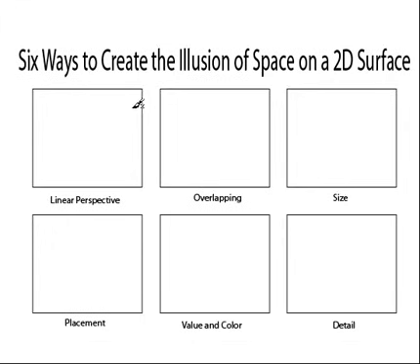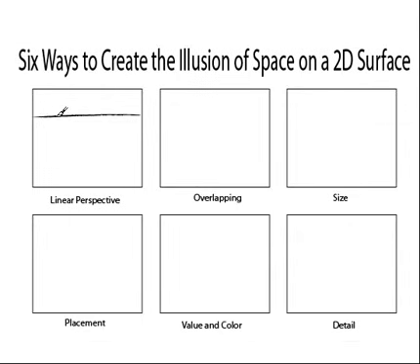Today we're going to talk about the 6 ways to create the illusion of space on a two-dimensional surface. So these are ways painters and people who are creating drawings create the illusion of space on flat surfaces. First way is linear perspective. Now there are 3 types of linear perspective. There's 1-point perspective, there's 2-point perspective, and 3-point perspective.